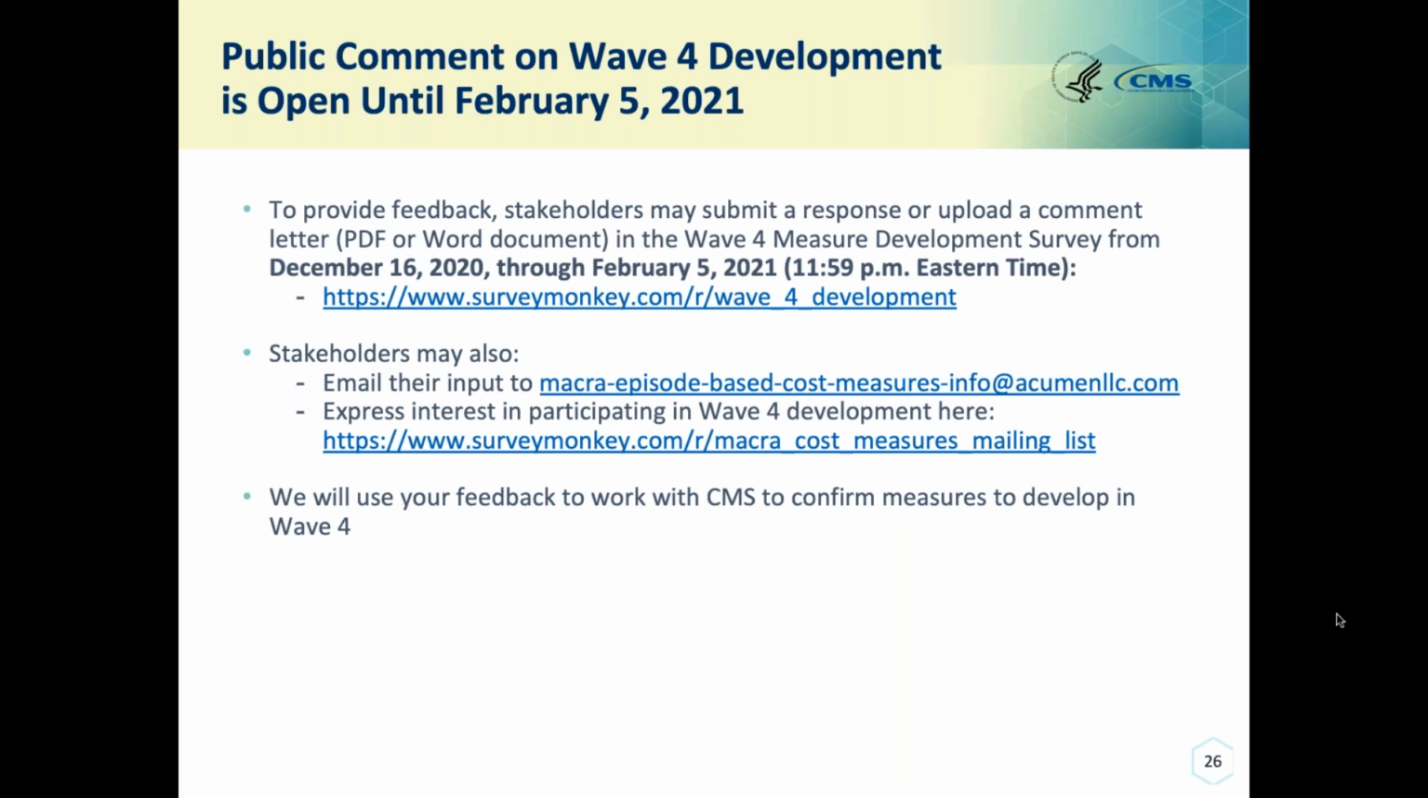After the end of the public comment period, we'll review all your input and work with CMS to confirm which measures we'll be developing in Wave 4. Then we'll get started with convening work groups to build out the specifications for each of the measures. Next slide, please.